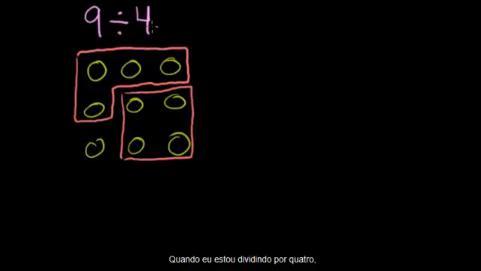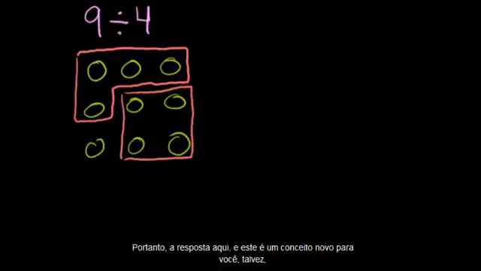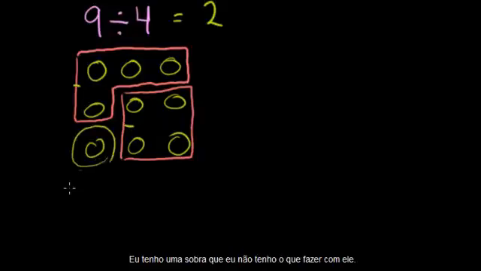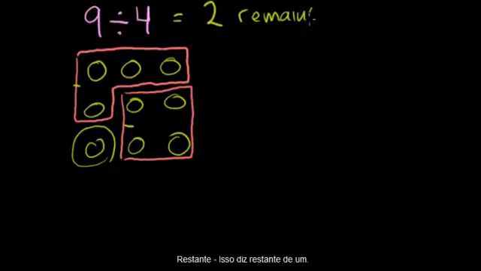When I'm dividing by 4, I can only cut up the 9 into groups of 4. So the answer here, and this is a new concept for you, maybe, 9 divided by 4 is going to be 2 groups, right? I have one group here, another group here, and then I have a remainder of 1. I have 1 left over that I wasn't able to do anything with. Remainder, that says remainder 1. 9 divided by 4 is 2 remainder 1.